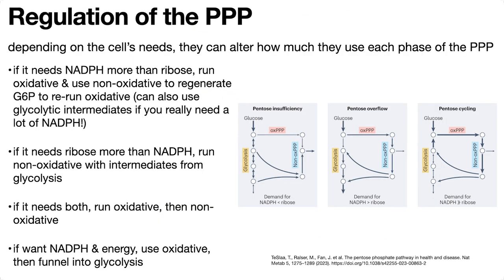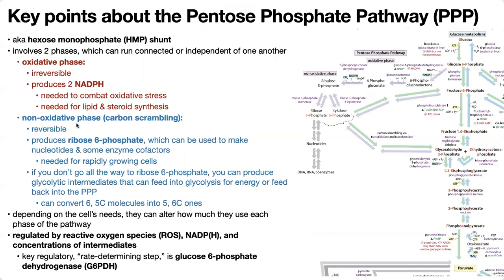So multiple levels of regulation. And again, it gets kind of complicated. So let's go back and think about the key points, and then we'll talk about G6PD deficiency a little more. The key things about the pentose phosphate pathway: it's also called the hexose monophosphate or HMP shunt, because this 6-carbon monophosphate sugar, glucose 6-phosphate, is getting shunted to the pentose phosphate pathway rather than going into glycolysis or into glycogenesis.